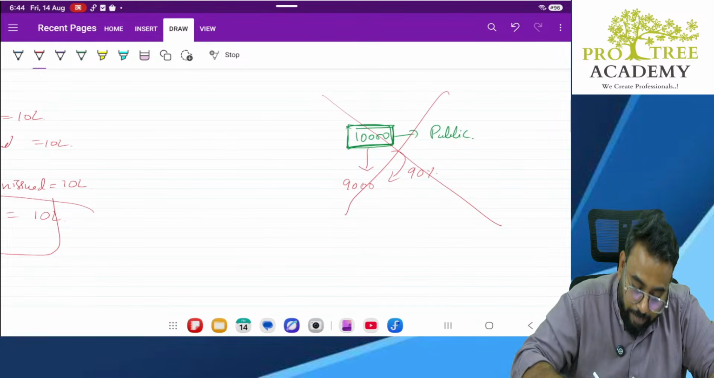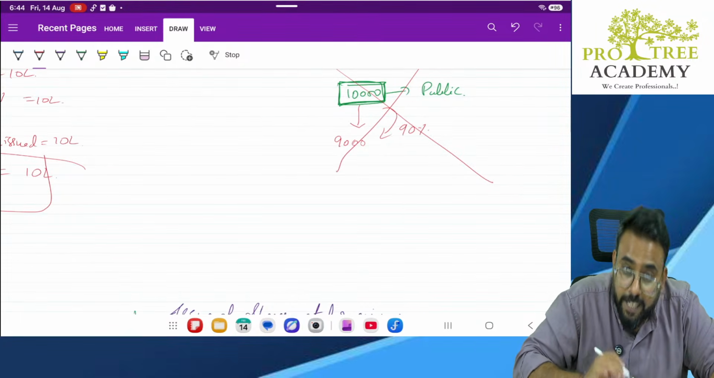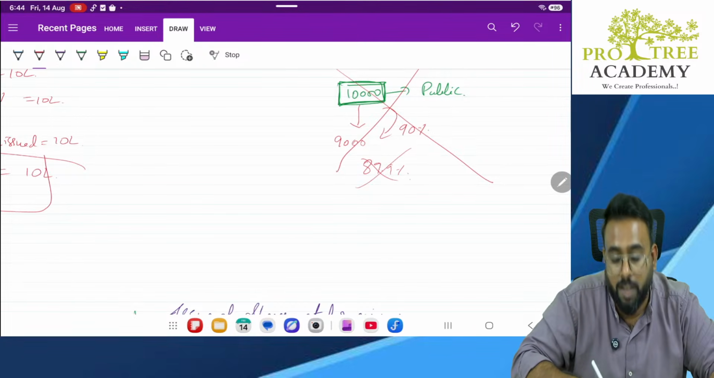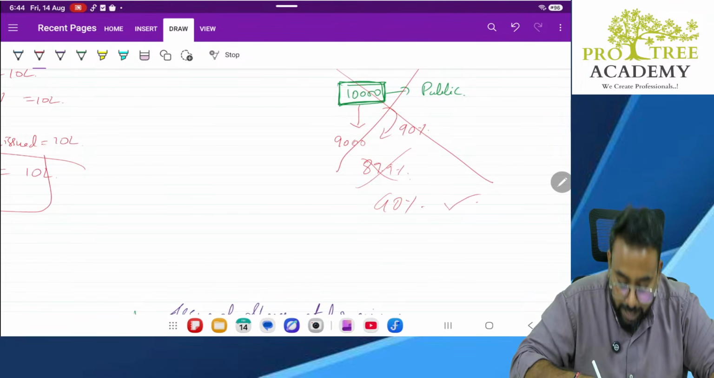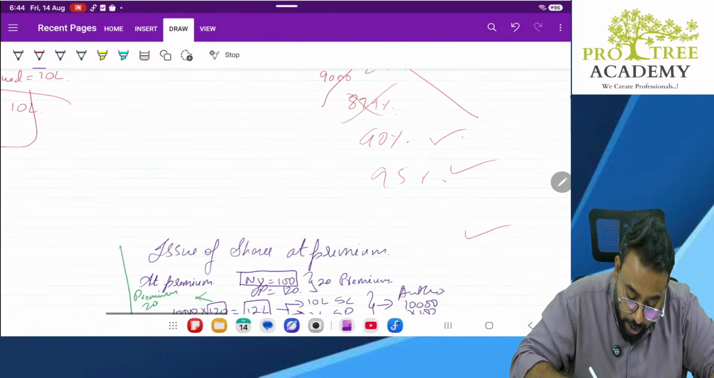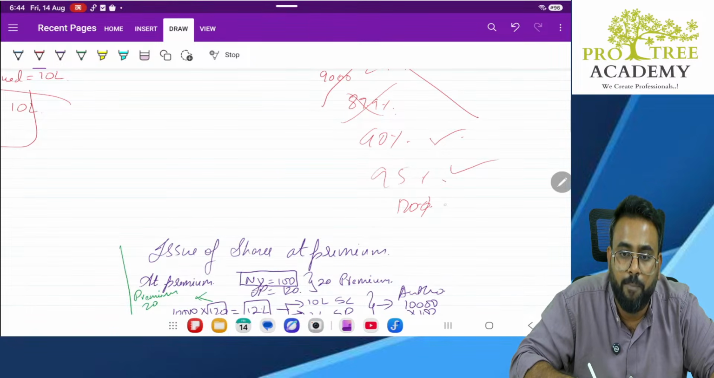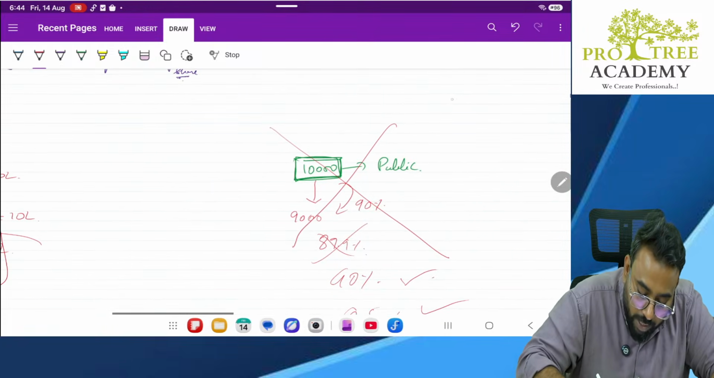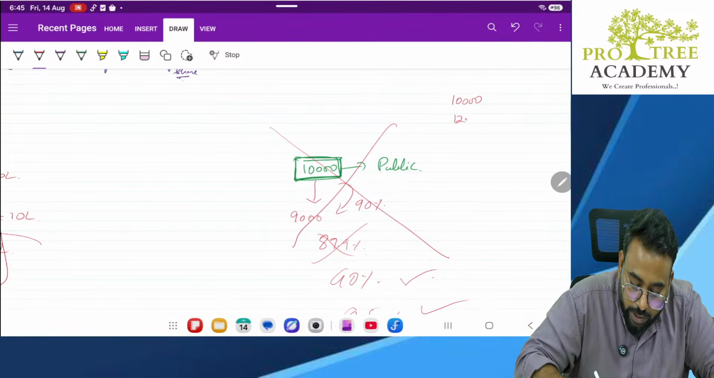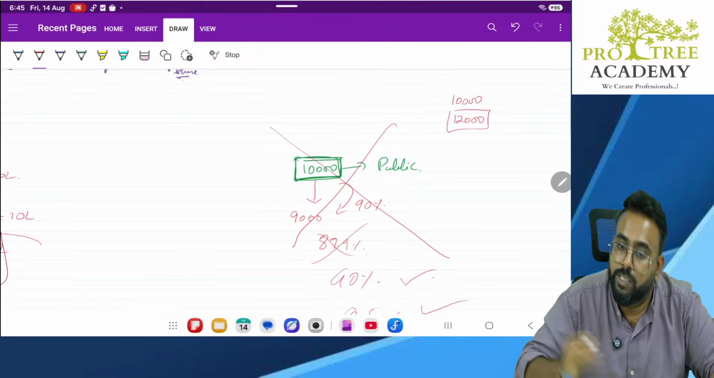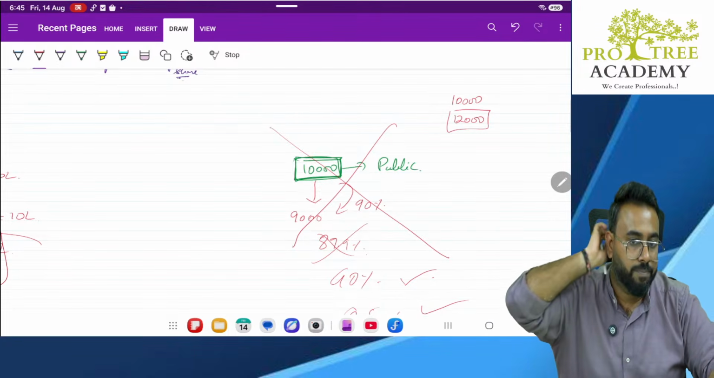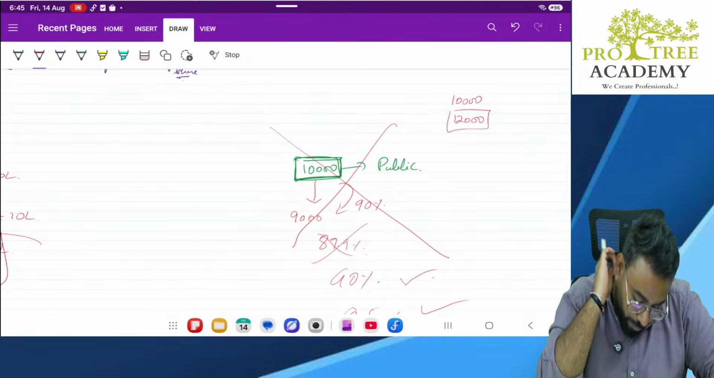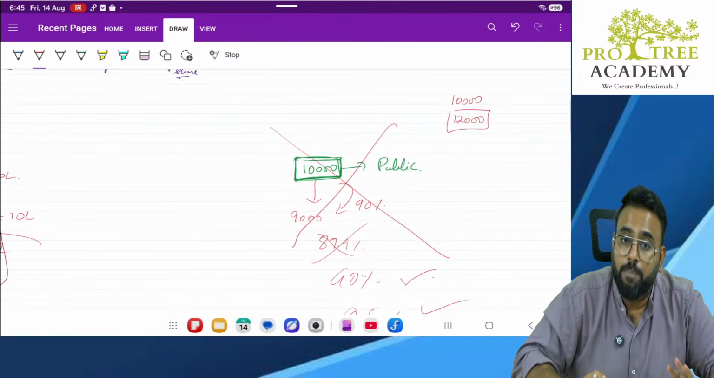Say 89.9% has applied, cancelled. 90% applied, good to go. 95% applied, good to go. Sir, 120% applied. Can they apply for 120%? Yes. You are issuing 10,000 shares, but we have received applications for 12,000 shares. Is it possible? Yes, we just saw the entries. 2,000 shares can be refunded. So if it goes below 90%, the issue will get cancelled.